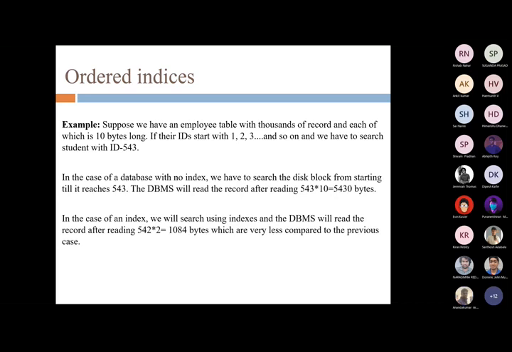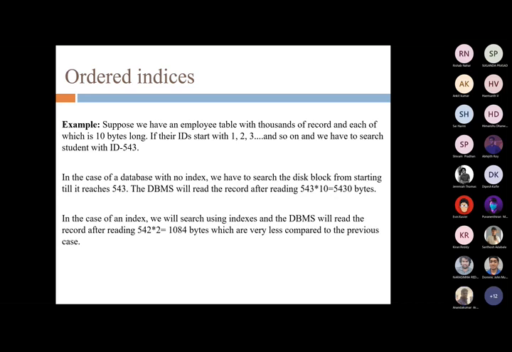So the DBMS will read the record 543 after reading 5430 bytes, right? So after reading 542 records, then only you will be able to read the 543 record, since there is no index for the records that are present, right? So if there is no index, we need to read 5430 bytes for reading the record with the student ID 543.